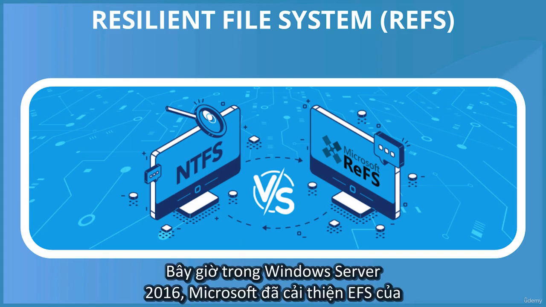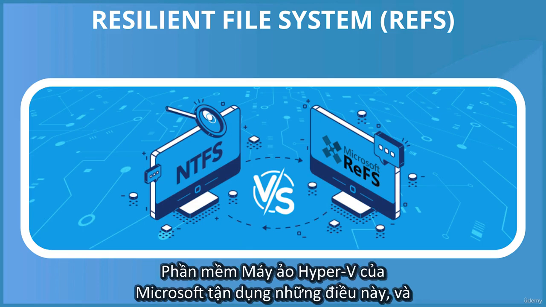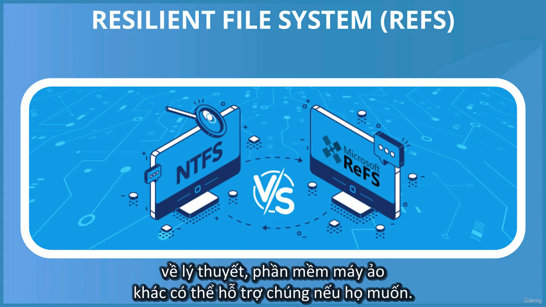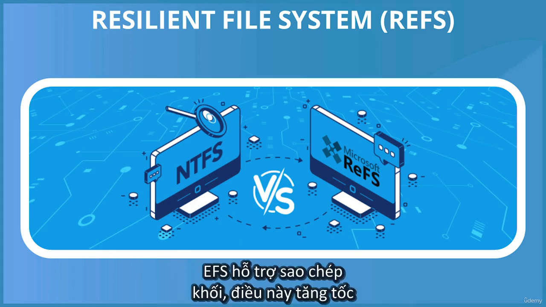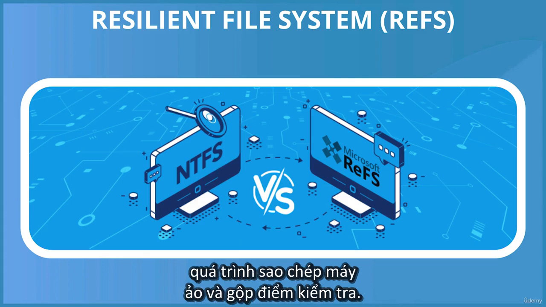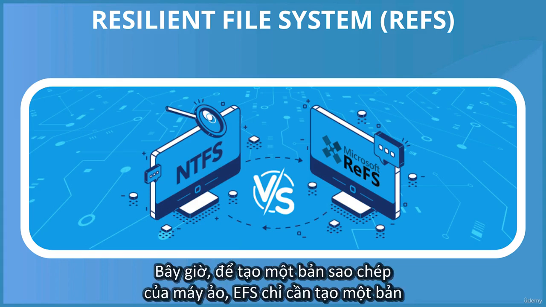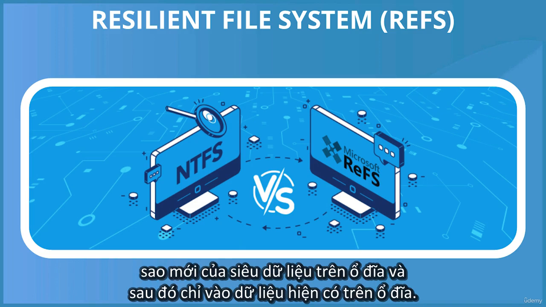Now, in Windows Server 2016, Microsoft improved ReFS to offer better performance with certain virtual machine features. Microsoft's own Hyper-V virtual machine software takes advantage of these, and in theory, other virtual machine software could support them if they wanted to. I'll give you an example. ReFS supports block cloning, which accelerates virtual machine cloning and checkpoint merging operations. To create a cloned copy of a virtual machine, ReFS only needs to create a new copy of metadata on the drive and then point it at existing data on the drive.